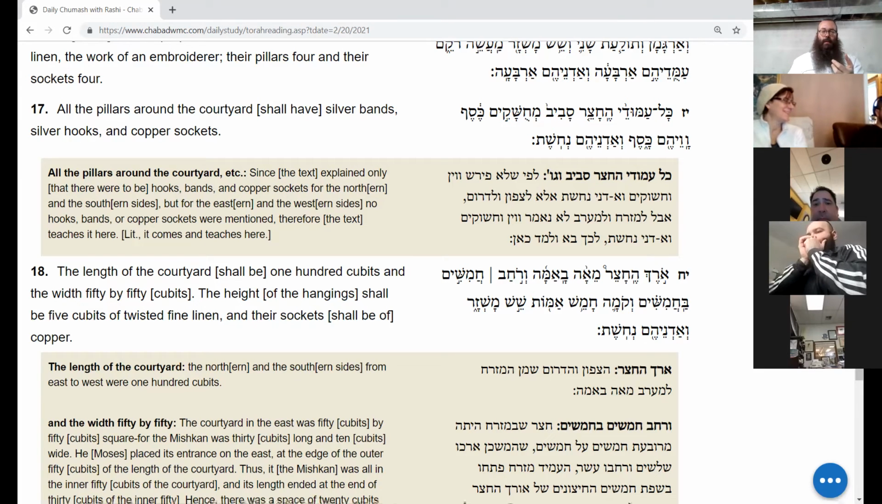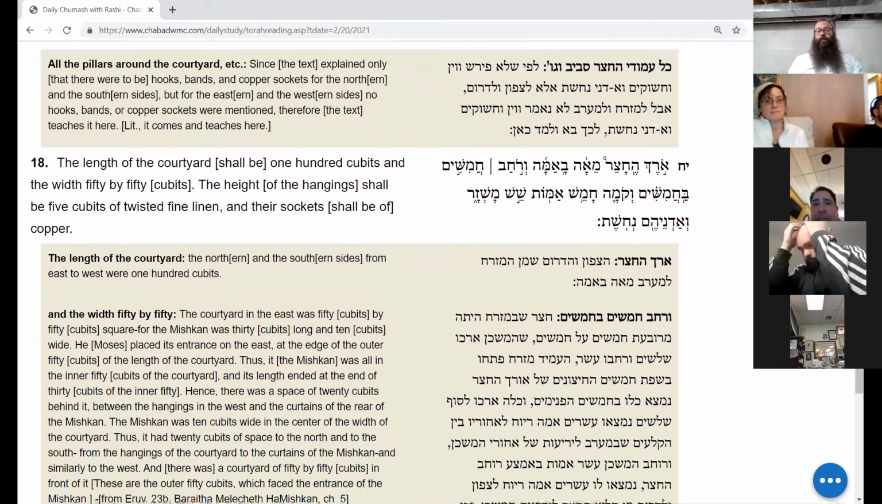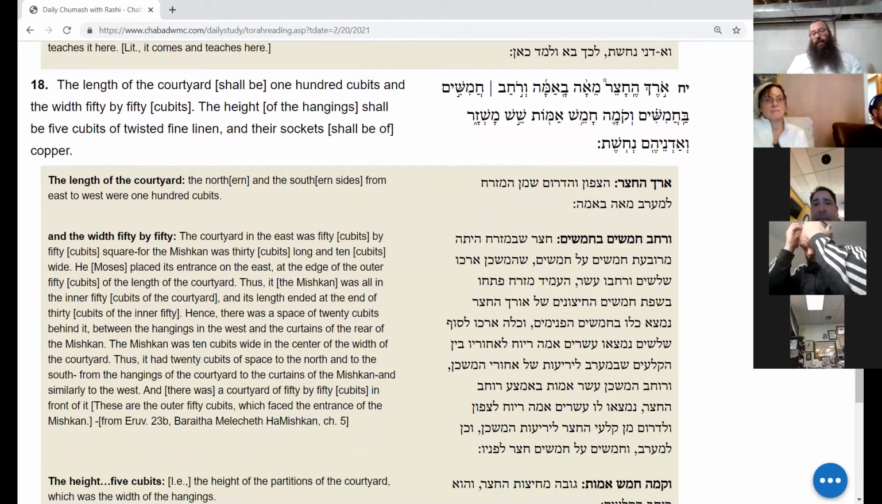I think we said that they were all covered. Maybe the beams are also covered in copper. I don't remember. I believe we said that, but definitely a silver band on top and also a silver hook coming out of the thing where they would hang the curtain on. The bottom line is the length of the whole courtyard was 100 amas, and the width was 50 amas. We never discussed how tall it was. It was chamish amas, 7.5 feet tall.